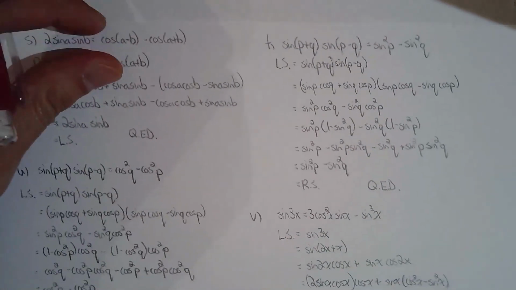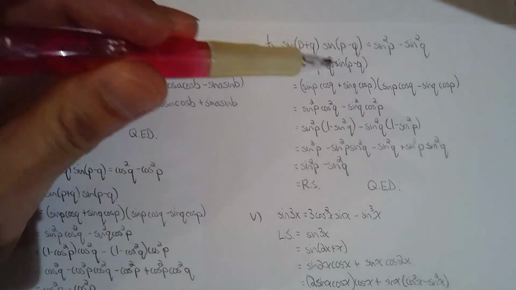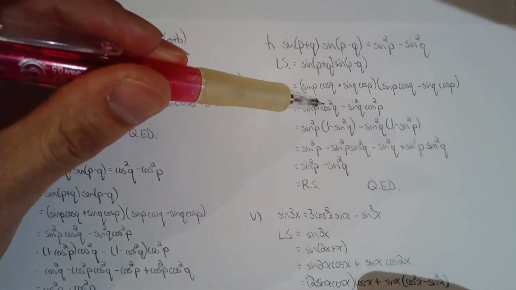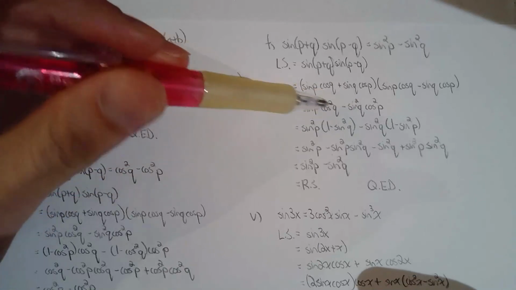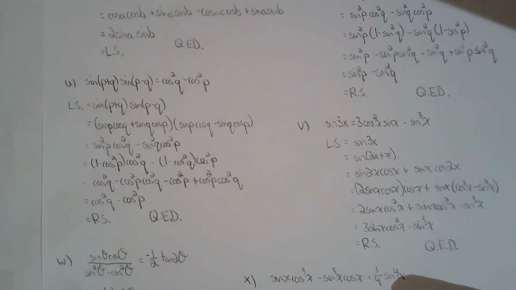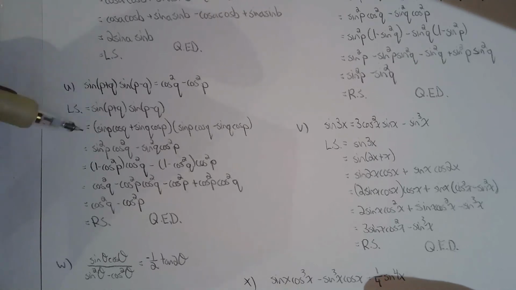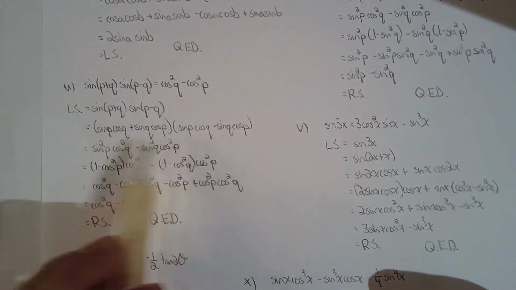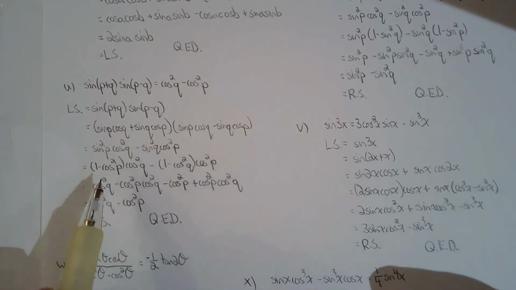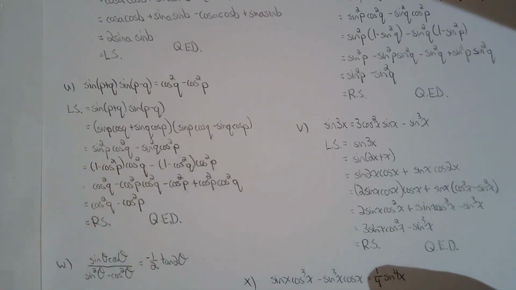For T, we have addition formula for sine and subtraction formula for sine. Find the product of those two. I don't want to see cos squared q, and I don't want to see cos squared p. Get rid of both of them by using the Pythagorean identity. U is very similar to T. So addition formula for sine, subtraction formula for sine, find the product. The product, by the way, is a difference of squares. It's a plus b, a minus b. They're conjugates. Anyways, I don't want to see sine squared p and I don't want to see sine squared q. Get rid of them using the Pythagorean identity.